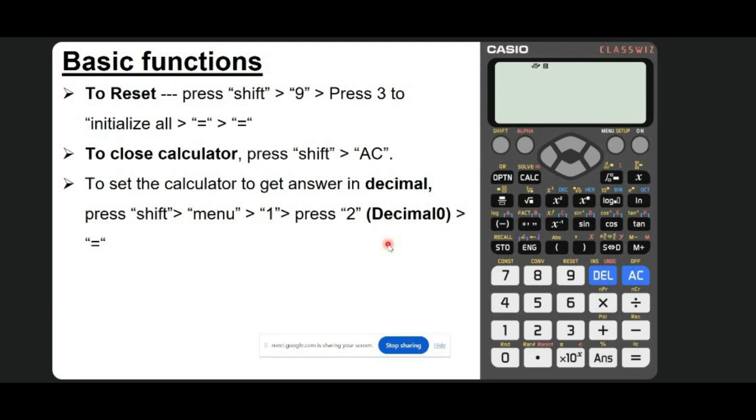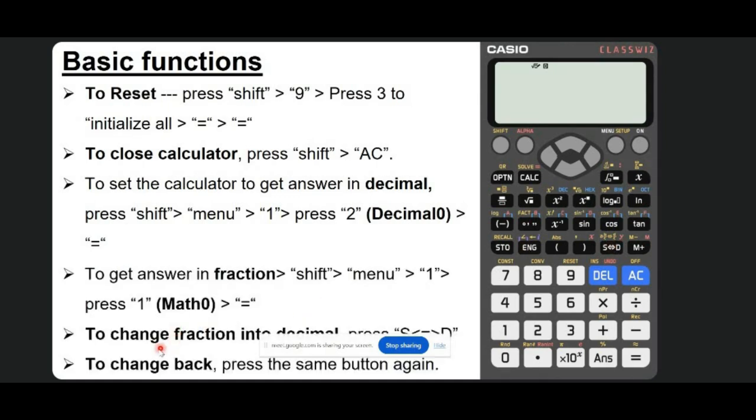You choose decimal 0 and then press the equal sign. Then when you key in whatever you want, like 7 divided by 9, you will get the decimal. You will always get decimal on your calculator if you set this decimal 0. If you want to get the fraction, after you set it, you can press this S to D button. The S to D button will change the decimal to fraction or the fraction to decimal. To change fraction into decimal, you need to press this button. If you want to change back, press the same button.